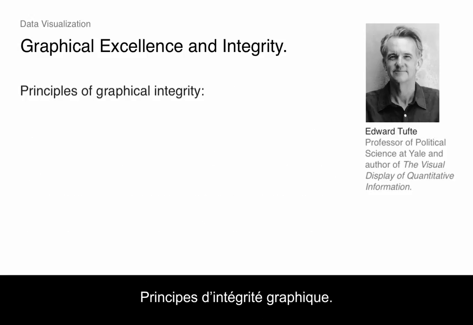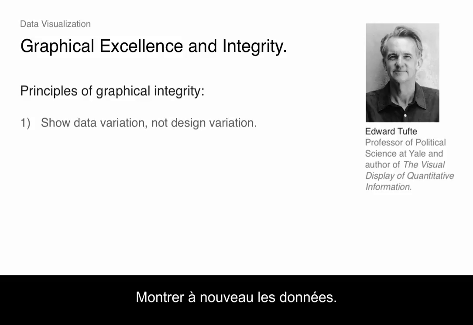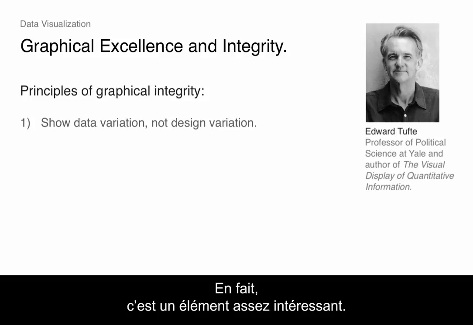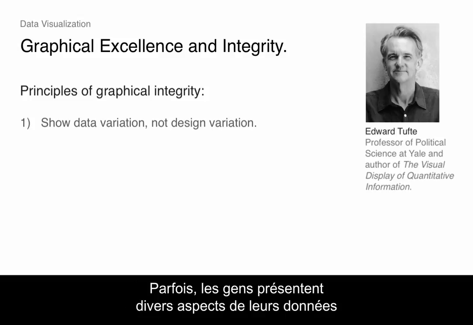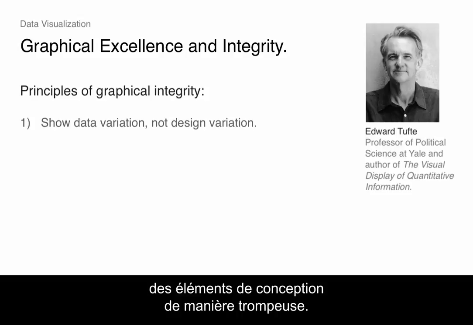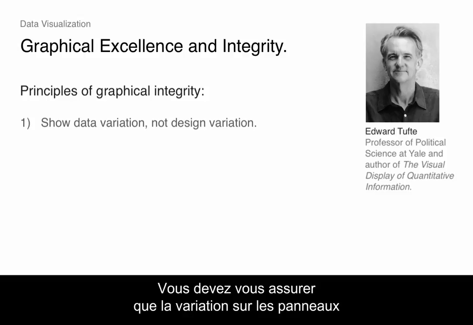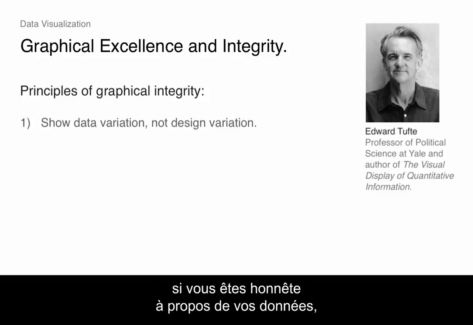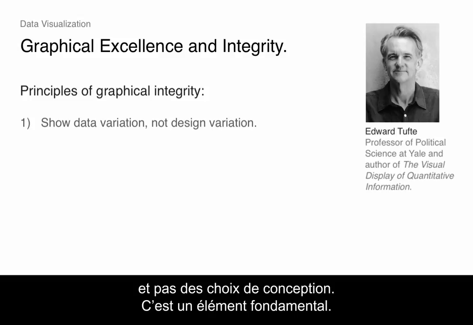Principles of graphical integrity. Show the data again. But in particular, show data variation, not design variation. This is actually a pretty interesting point. People sometimes will present different pieces of their data, and they'll modify design elements in ways that could be misleading. You want to make sure that the variation across panels in a figure or across figures, if you're really being honest about your data, is driven by variation in the data, not by these design choices. So that's a fundamental point.